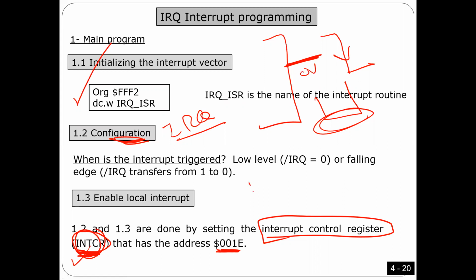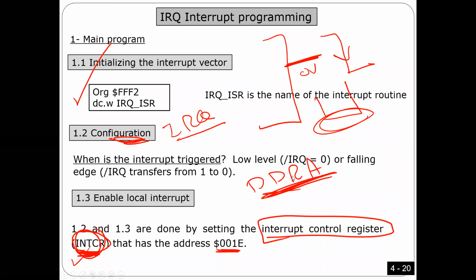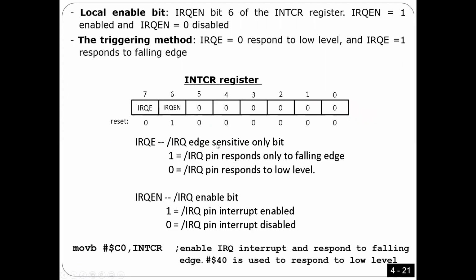So this one is similar to DGRA, something like that, right? Here we should actually use the address, but we don't, because it's easier to use English names. Same thing here: interrupt control register. This is the name of the register we can use. As you see here, guys, this register has two bits, bit number 7 and bit number 6. That's what we care about.